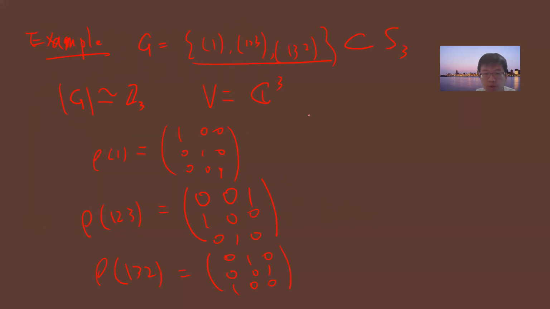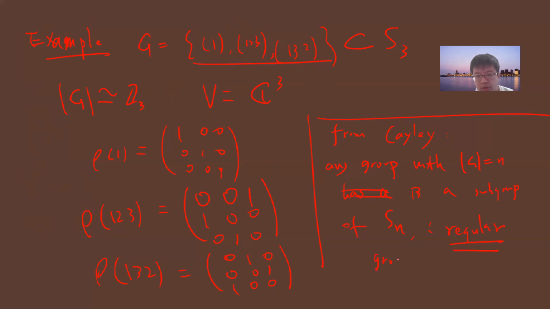Yeah, so there's a definition that let me just write down. From the Cayley theorem, any group with order n is a subgroup of Sn. So if we use this to construct a group representation, it is called a regular group representation, or regular representation.